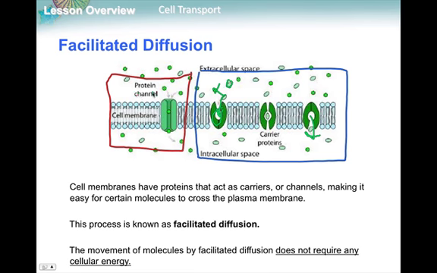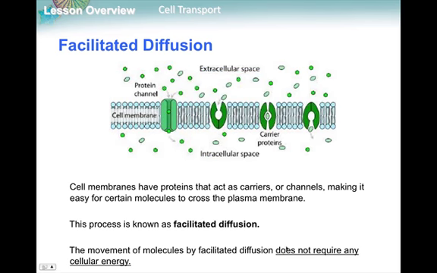Our channel protein is a lot less specific. We have an area, and if you can fit in that area, you can move right on in. So you'll notice that in this case, the small particles are allowed to go in, but the larger particles which cannot fit are not able to go through there. Facilitated diffusion, like I said, does not require energy. It does, however, require these proteins.